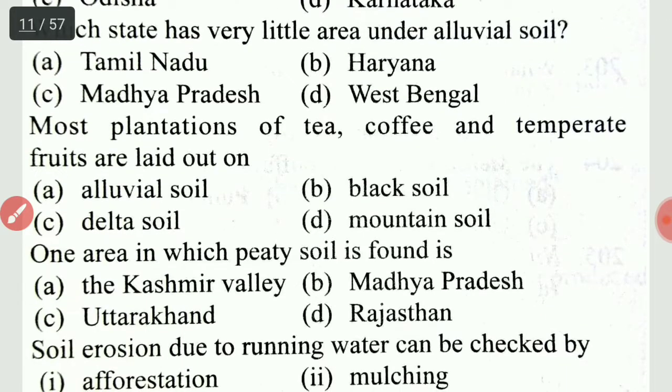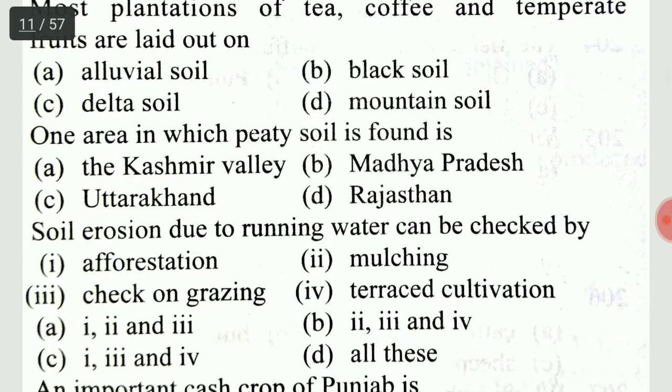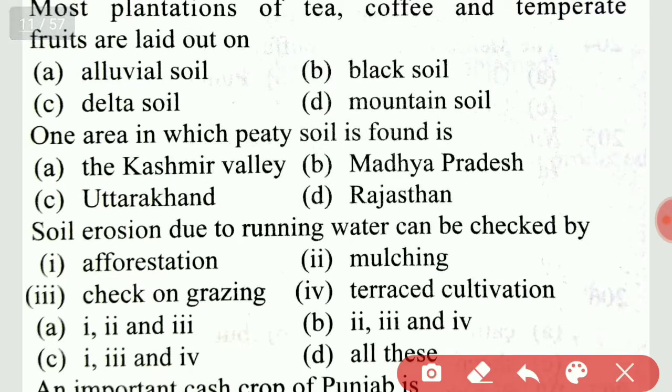Next, most plantations of tea, coffee, and temperate fruits are laid out on option D, mountain soil. Next, one area in which peaty soil is found is, right option is option C, Uttarakhand.